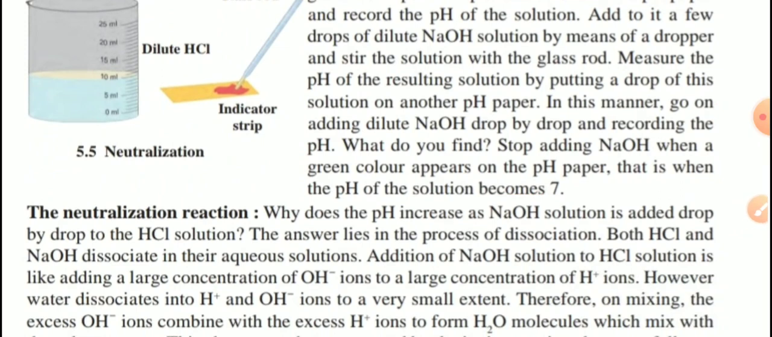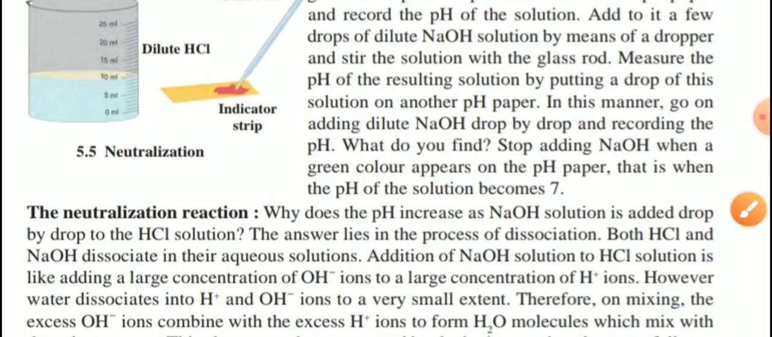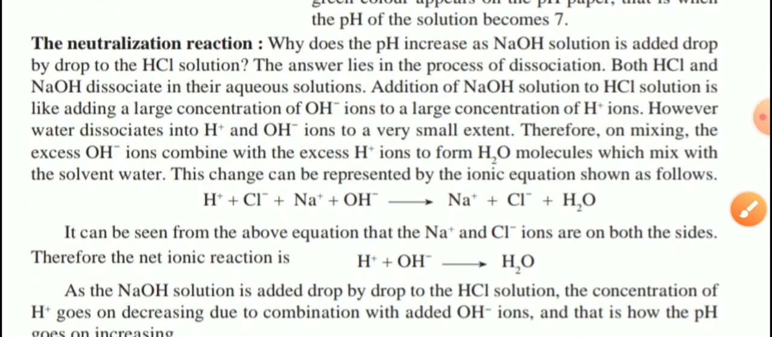Acid reacts with base. NaOH is sodium hydroxide. It acts as what? Base. And HCl is what? Acid, hydrochloric acid. So the reaction takes place between acid and base, forming neutral substances like a salt and water. So this type of reaction is called what? Neutralization reaction. The neutralization reaction.